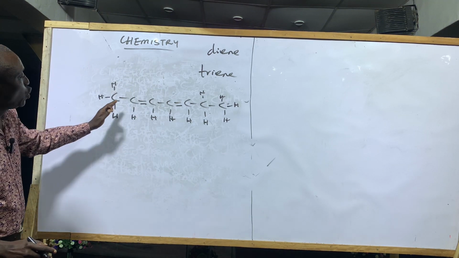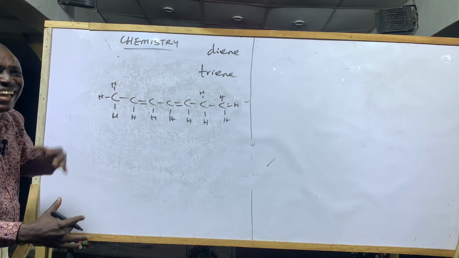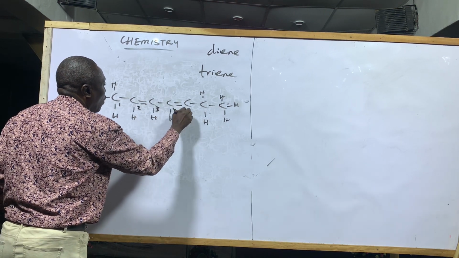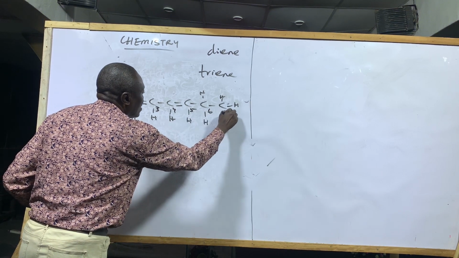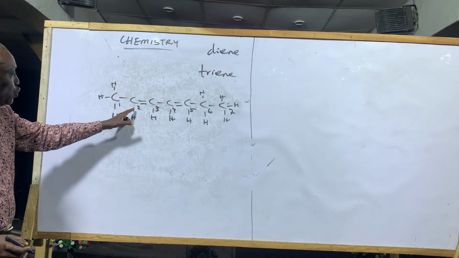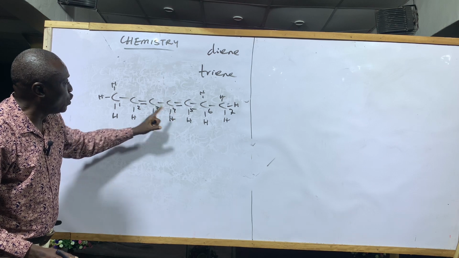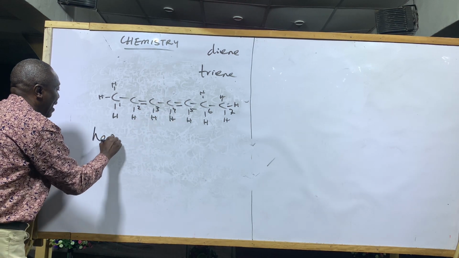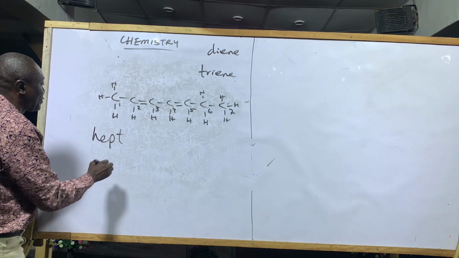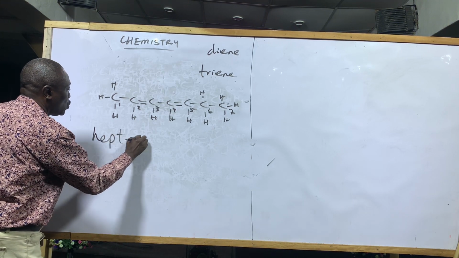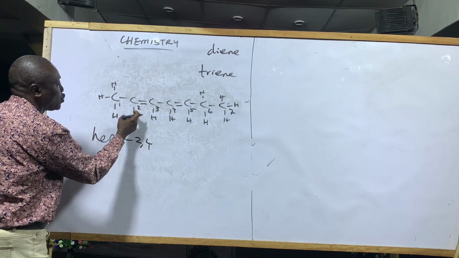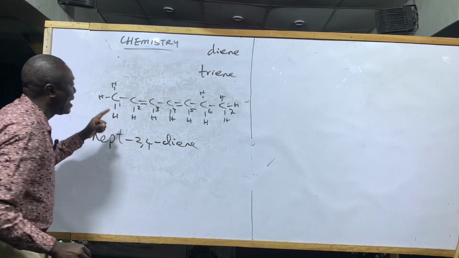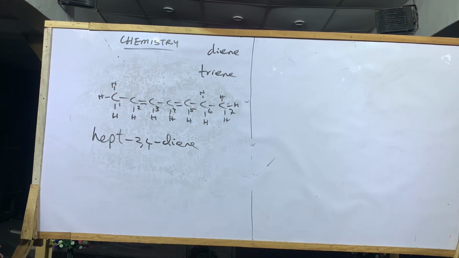you have 2 double bonds in this compound, so it's a diene. Then you number like this, 1, 2, 3, 4, 5, 6, 7. So you have 1 double bond on position 2 and another double bond on position 4. When you want to name this compound, it has 7 carbons, so it is hept. So this is hept-2,4-diene, the double bonds being at position 2 and position 4.